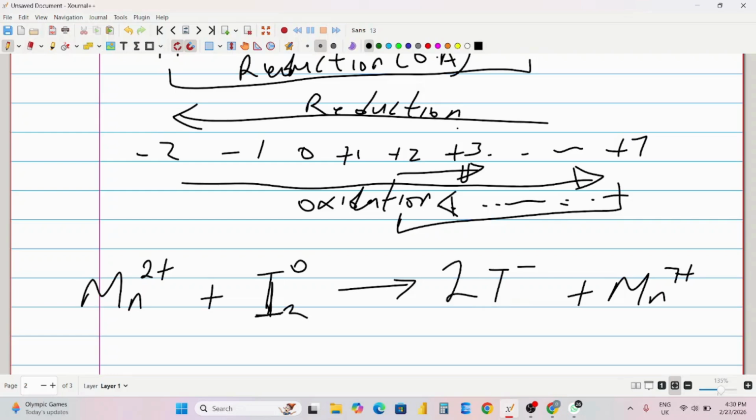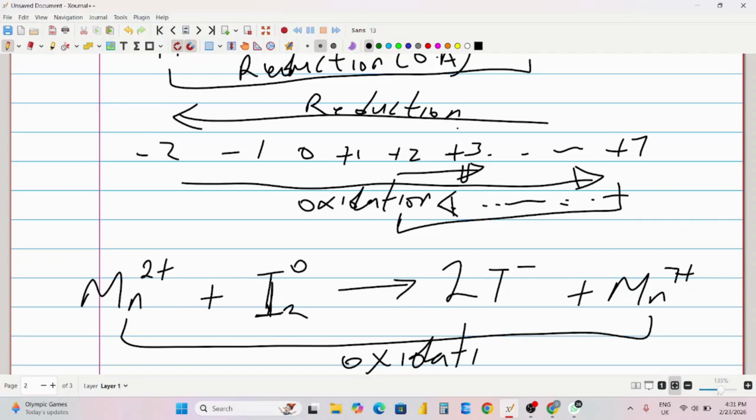So in a situation like this now, when it's undergoing oxidation, as you can see, from 2 plus to 7 plus is obviously undergoing oxidation, and is our reducing agent, while from here to here, 0 to 2 minus, is undergoing reduction. So I think that's just it generally.